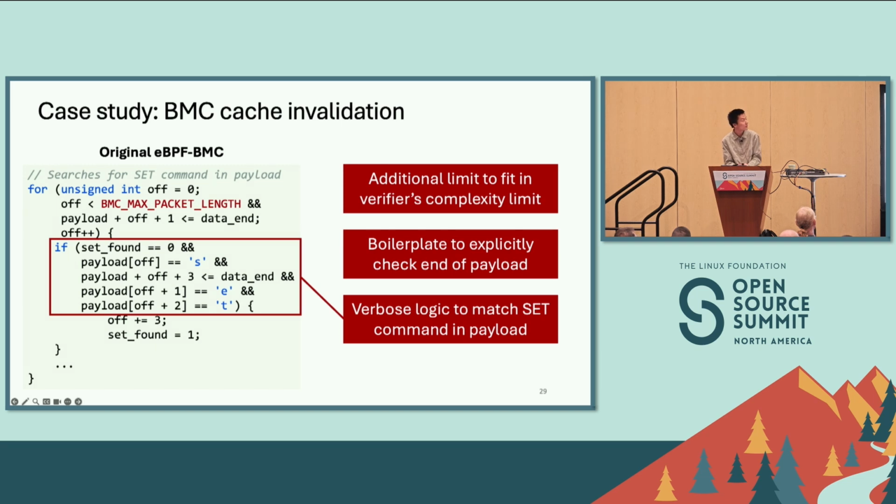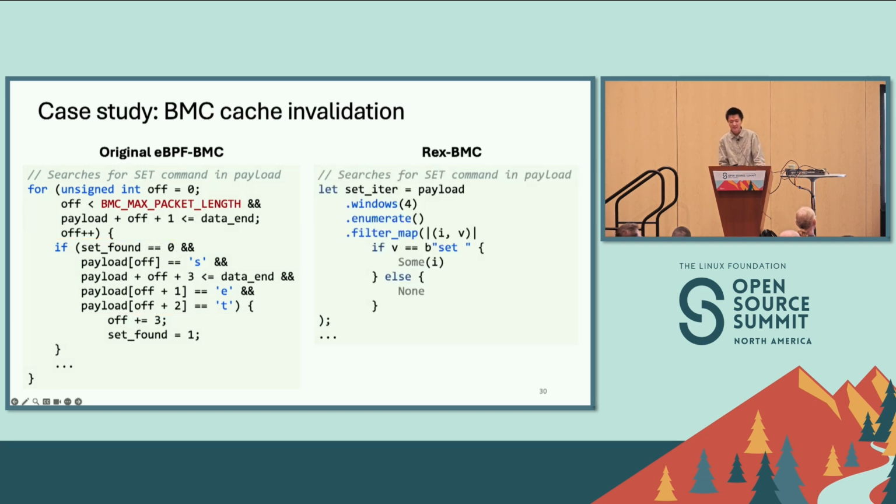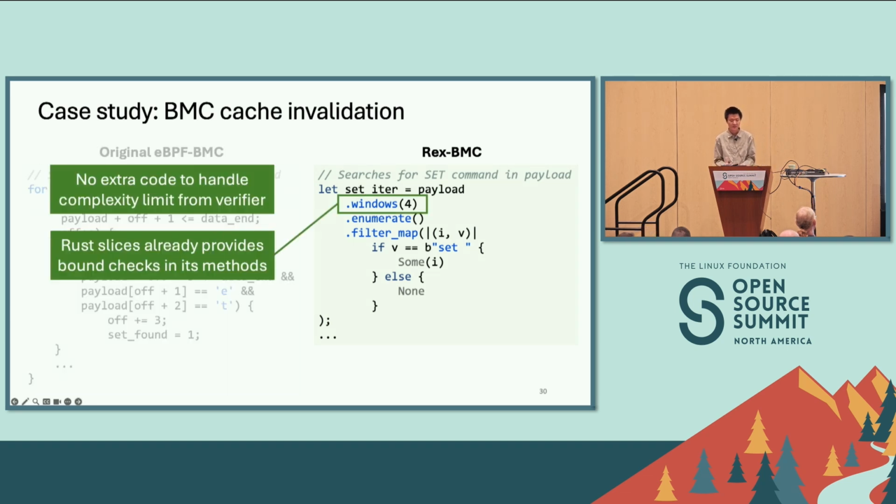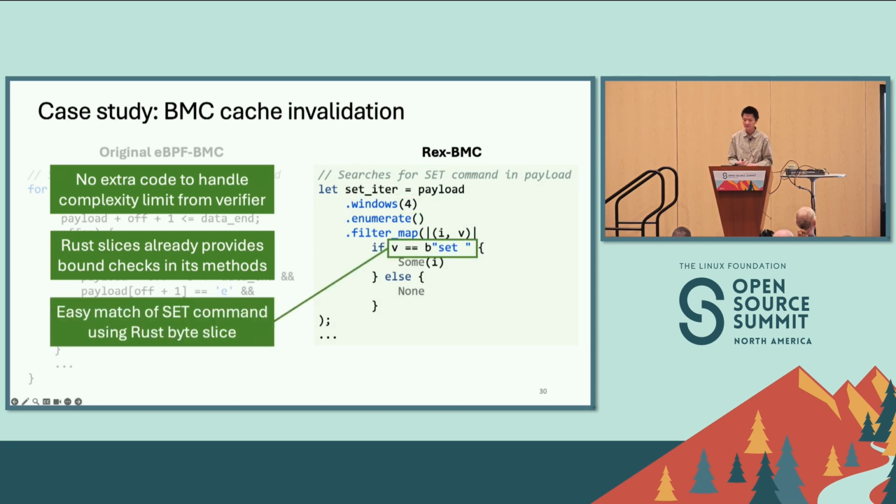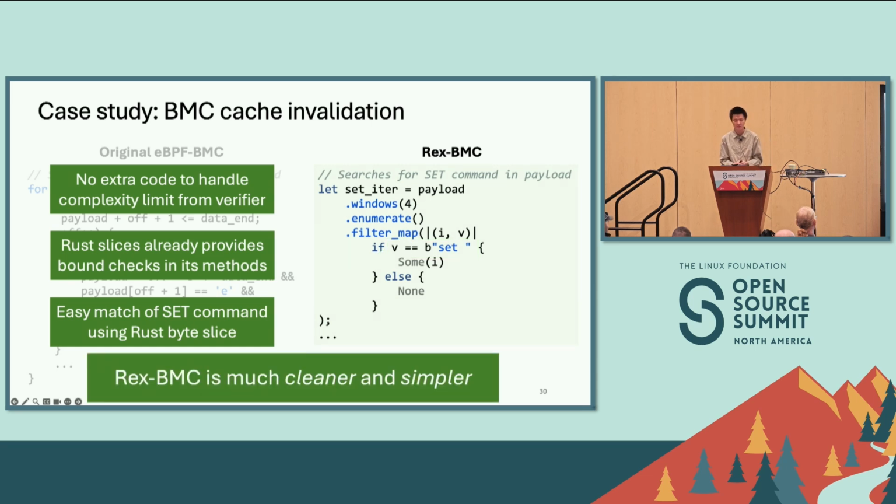Well, if you were to rewrite this code in Rex, it would look like this. The first thing we'll notice is that there's no extra code to handle the complexity limit from the verifier. And we have the Rust slices, which already provide us the implicit bounds checks, so we no longer need all that boilerplate code. And the built-in methods of Rust slices allow easy matching of the set command. So to conclude, it's just much cleaner and simpler.